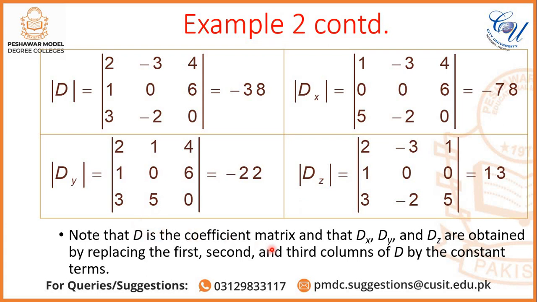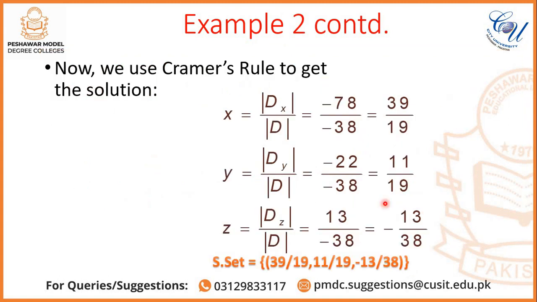Here D is the coefficient matrix, and Dx, Dy, Dz are obtained by replacing the first, second and third columns of D by the constant terms. Now we have got the values. Now putting these values in the formula of Cramer's rule, that is for x, y and z, these are the formulas. Now putting the values, we get x is equal to 39 upon 19, y is equal to 11 upon 19 and z is equal to minus 13 upon 38. So the solution set is 39 by 19, 11 by 19 and minus 13 by 38.